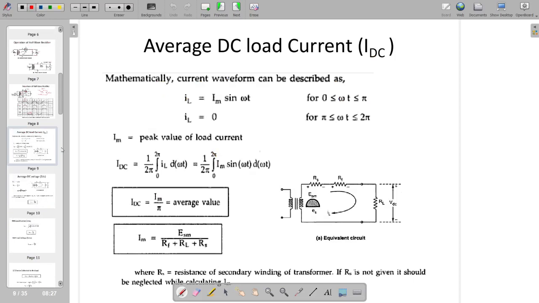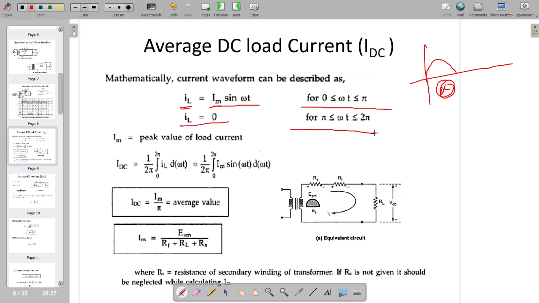To understand the performance of any rectifier, we need to derive some factors. First, we need to know the average DC load current. Why? Because here we are getting a pulsating DC, so we can calculate the average value as a factor. Mathematically, the current waveform can be described as IL, the load current, equal to Im sin omega t during the positive cycle, and during the negative cycle the load current is zero because of the reverse bias of the diode. Im is the peak value of the load current.